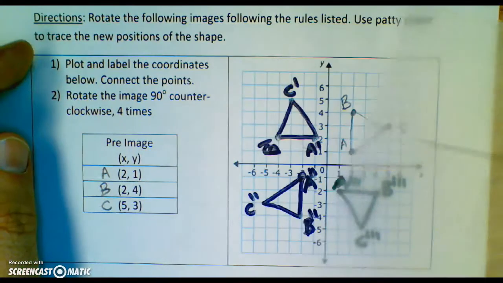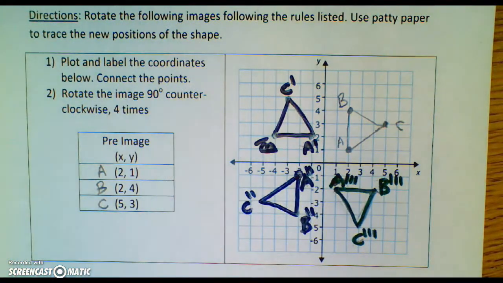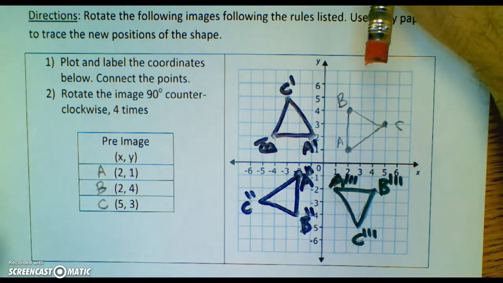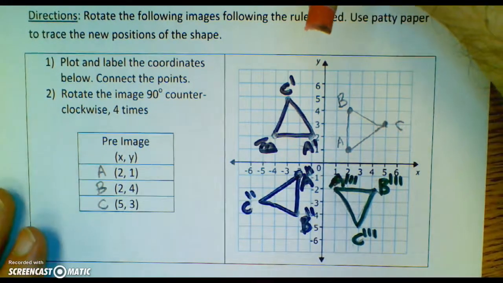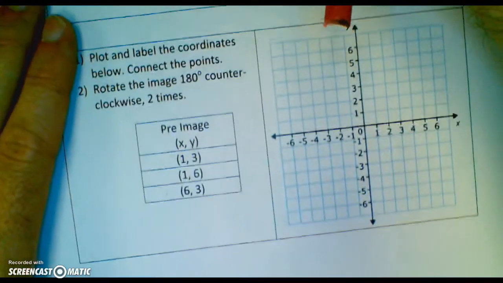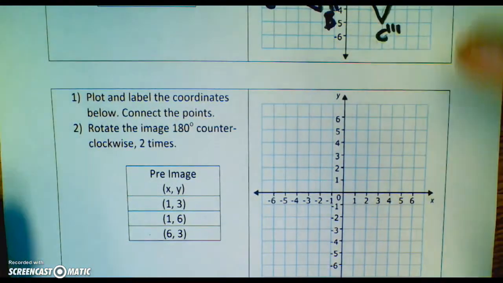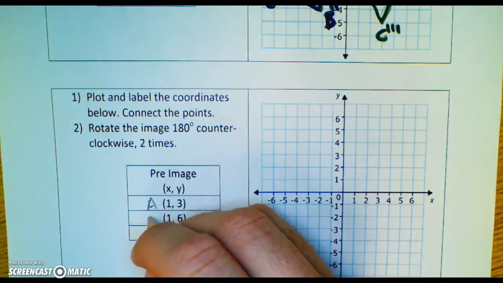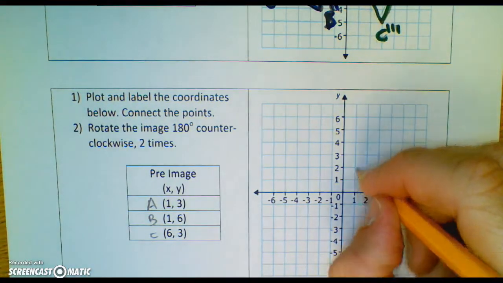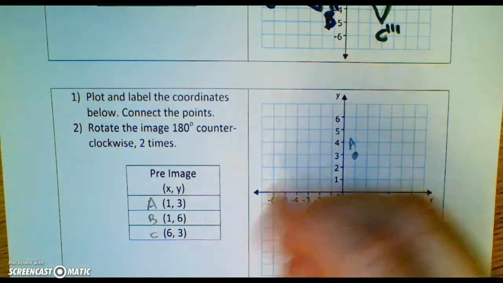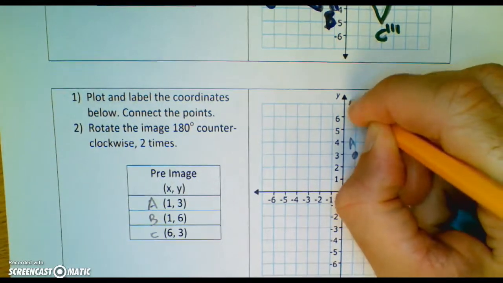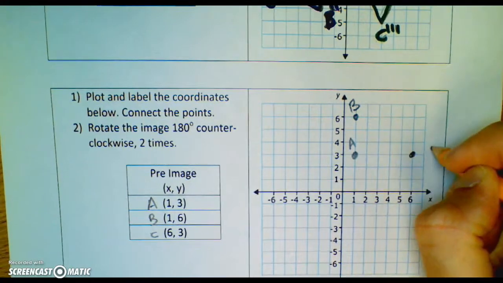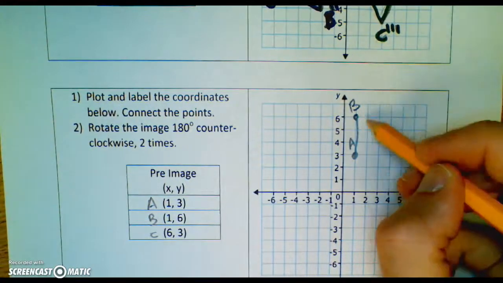Take a look at the one on the bottom. It's going to be the same idea. We're going to plot the points and then rotate it 180 degrees counterclockwise 2 times. So 180 degrees means that we have to go twice because 180 is 90 plus 90. So I'm going to plot the points. Let's label them A, B, C again. I've got 1, 3, 1, 6, and 6, 3. There's my original triangle.